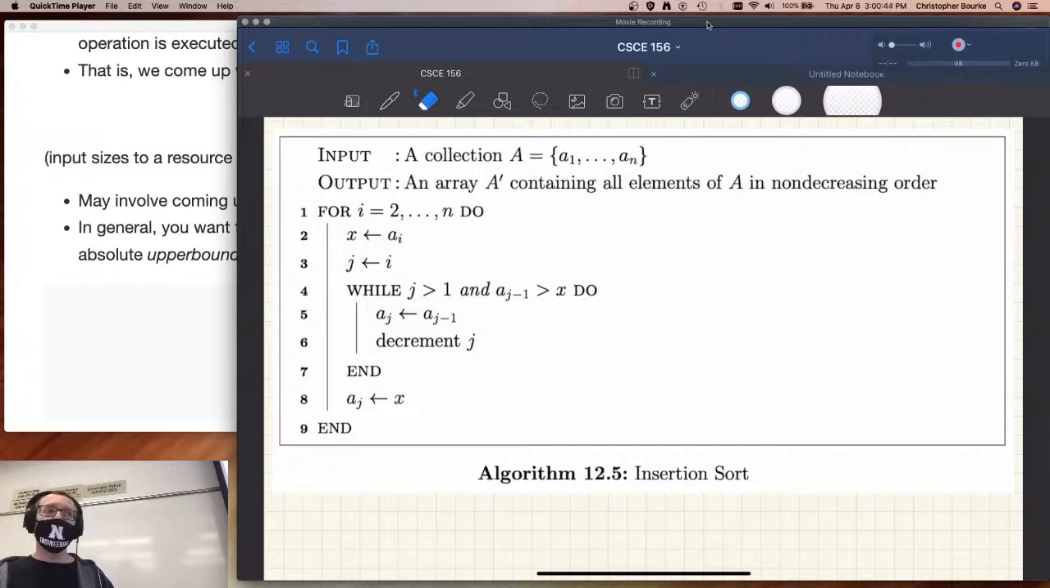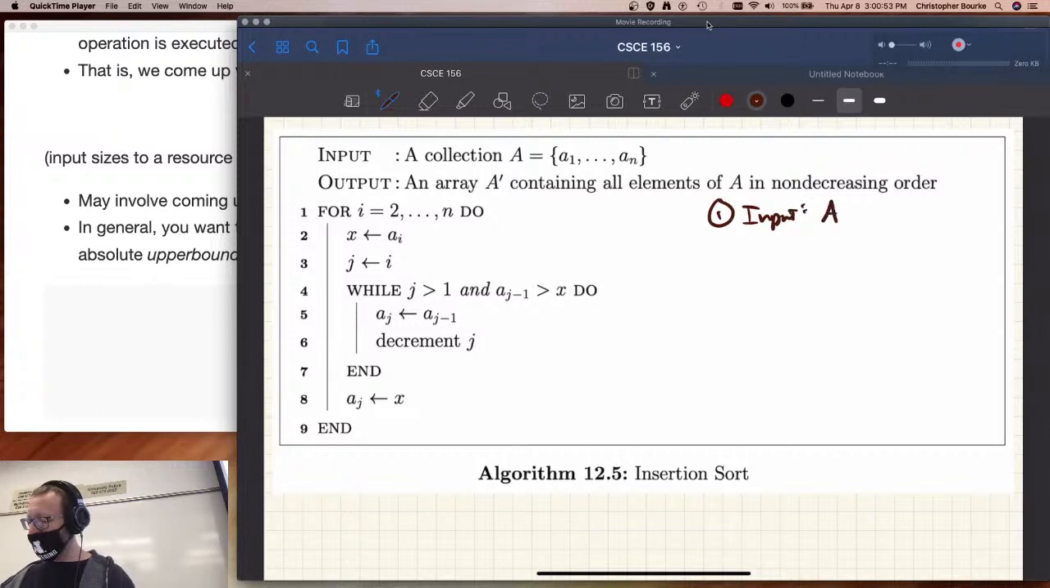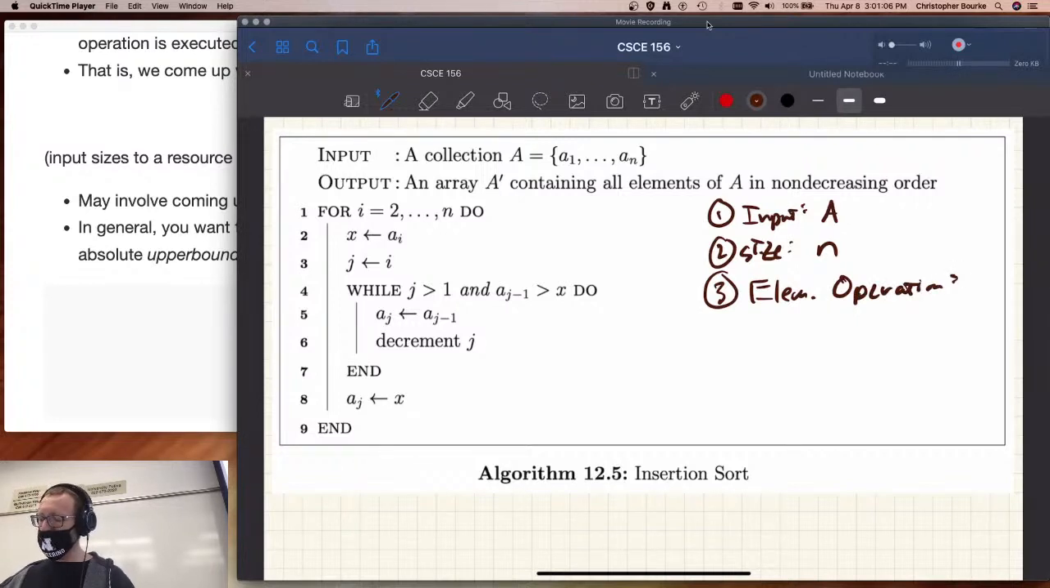Let's analyze this with the time that we have left. 1, what's the input? A. 2, what's the input size? N. 3, what's the elementary operation? So, again, lots of stuff here that's necessary for the control structure of the algorithm. Ignore it. What about these two things right here?